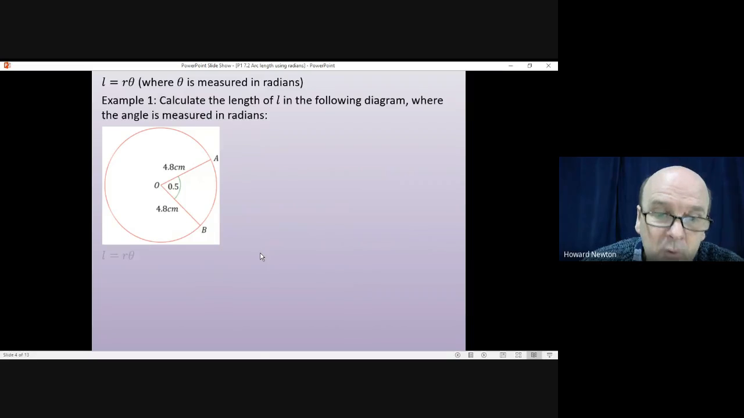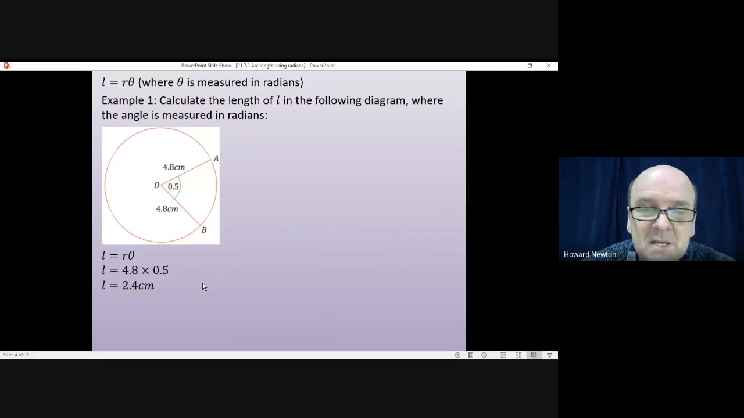We just use the formula, L equals r theta. We know what r is, we know what theta is, we just substitute them in. So the length of the arc is 4.8 times 0.5. The length of the arc will be 2.4 centimeters.